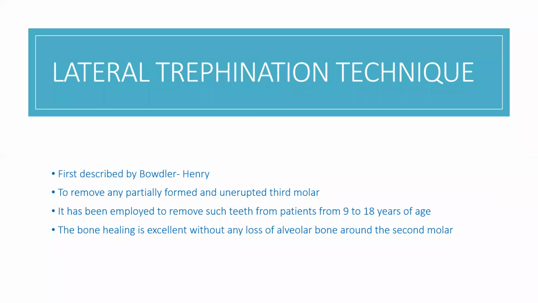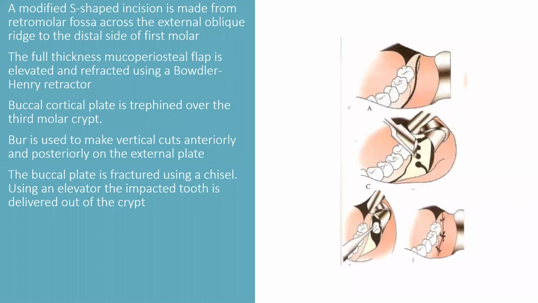So let's come to the procedure. A modified S-shaped incision is made from retromolar fossa across the external oblique ridge to the distal side of the first molar. As we can see here, an S-shaped incision is given. The full thickness mucoperiosteal flap is elevated and retracted using a Baudelaire-Henry retractor.